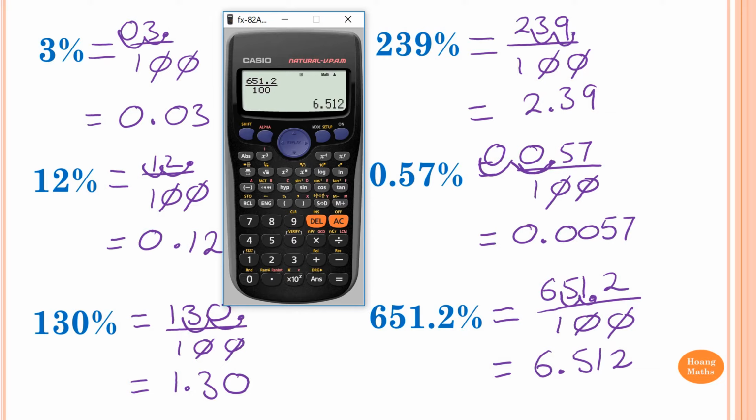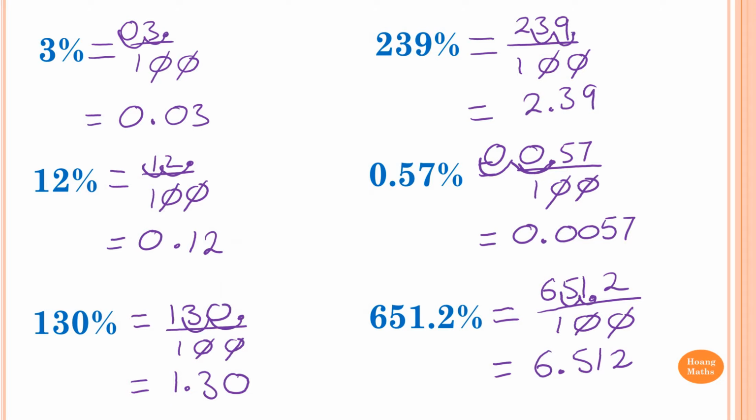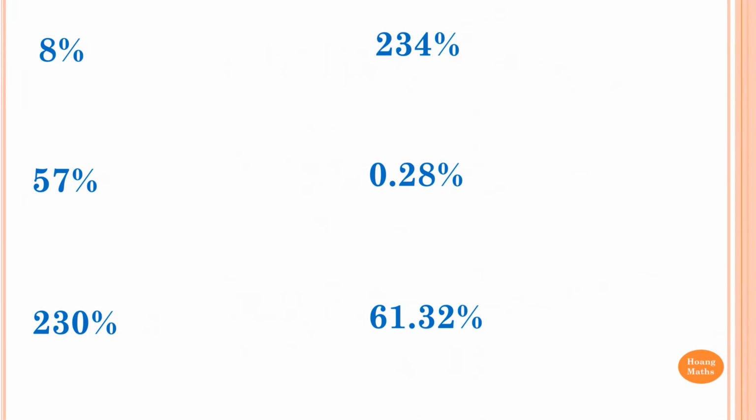Now sometimes it doesn't give you decimal, you might get mixed numerals or improper fractions. All you need to do is just press the SD button. It converted for you, see? SD convert to improper, SD convert to decimal. So 651.2% is equal to 6.512. Please stop the video and try this one yourself.